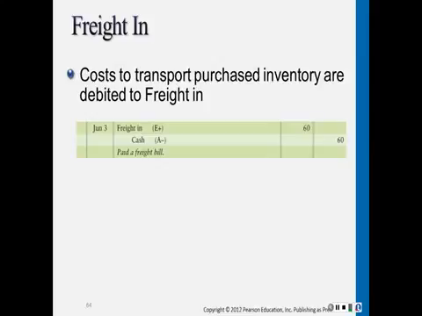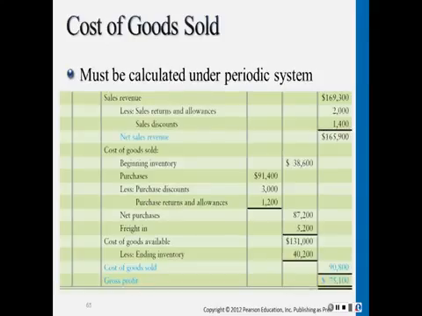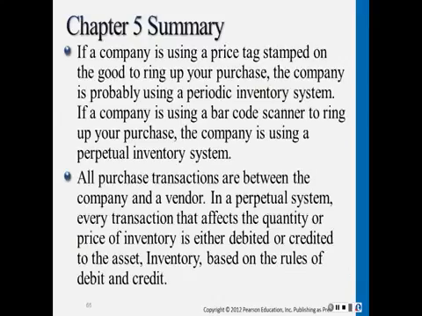Under the periodic system, costs to transport purchased inventory from seller to buyer are debited to a separate freight-in account. The amount of cost of goods sold is the same regardless of the inventory system, perpetual or periodic. Cost of goods sold is computed differently under the periodic system. At the end of each period, the company combines a number of accounts to compute cost of goods sold for the period.